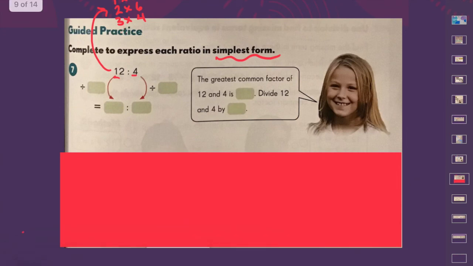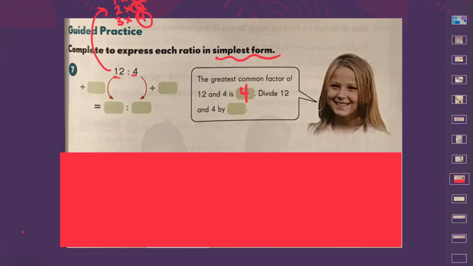So I know I have all the factors of 12. Now, we're going to start with the biggest factor and see if it is also a factor of 4. So can we multiply 12 times anything to get 4? No, we cannot. So 12 will not be the factor we use to simplify. Can we multiply 6 times anything to get 4? No, so we can't use 6. Can we multiply 4 times anything to get 4? Yes, we can. So the greatest common factor of 12 and 4 is 4.